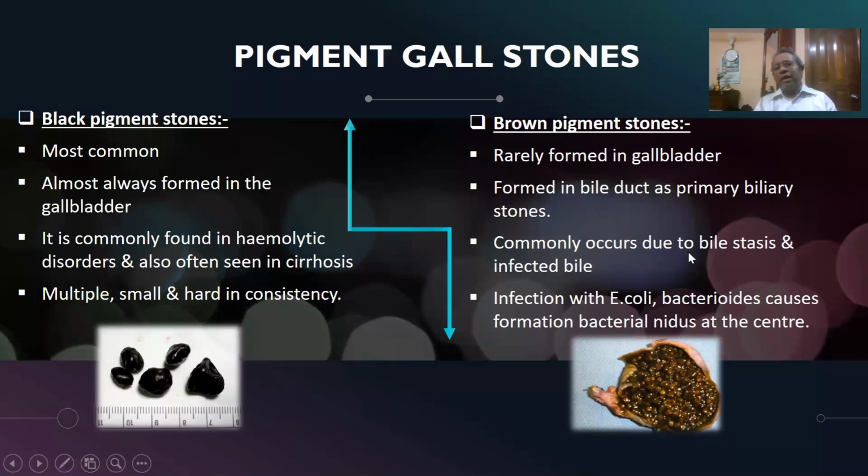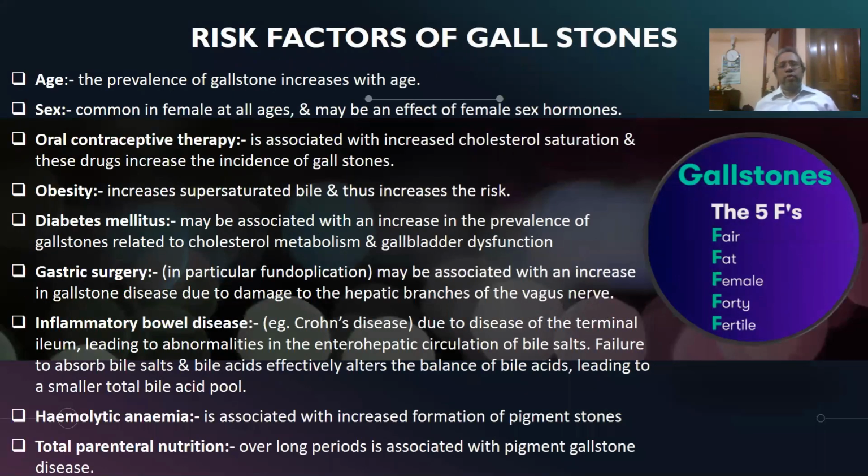It commonly occurs due to bile stasis and infected bile. The infected bile may occur due to E. coli, Escherichia coli, and bacteroides, which cause the formation of a bacterial nidus, and at the center the formation of the stones. So this is about the brown stones and the pigment stones, black pigment stones.